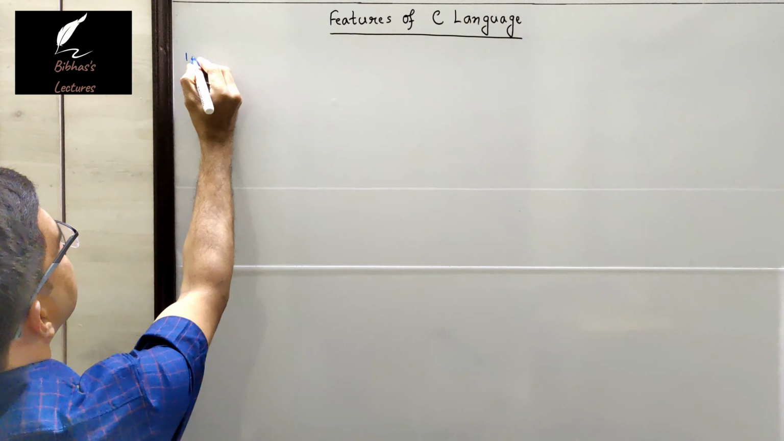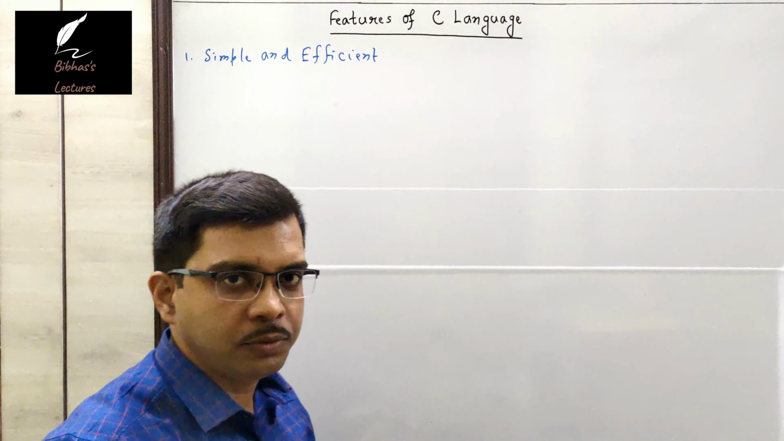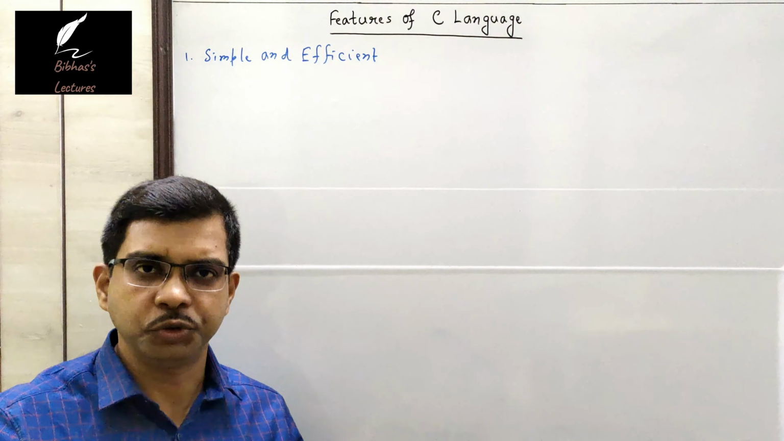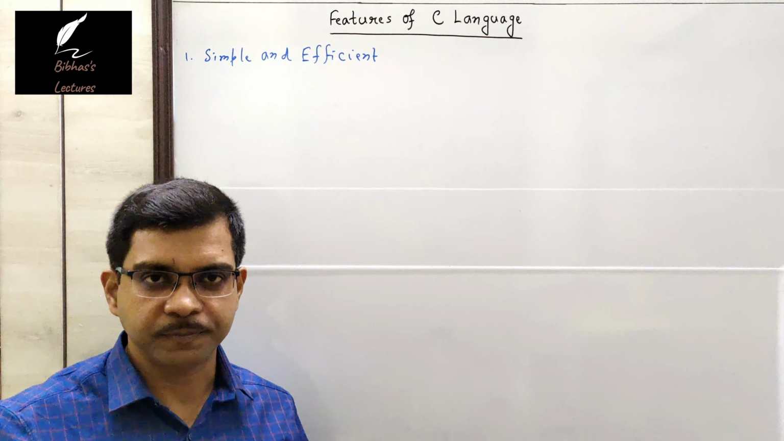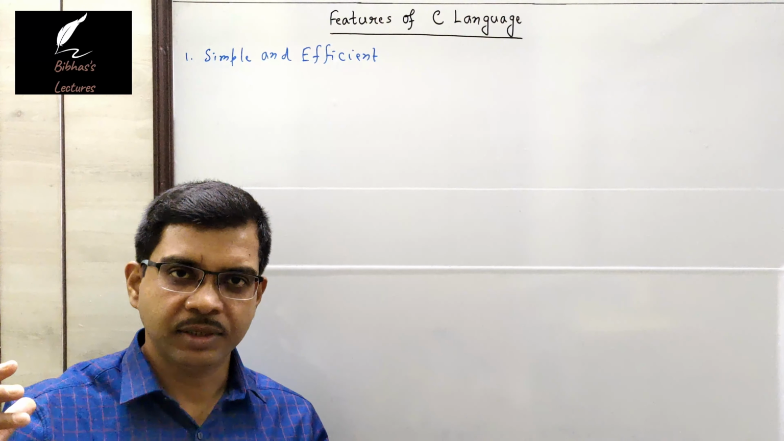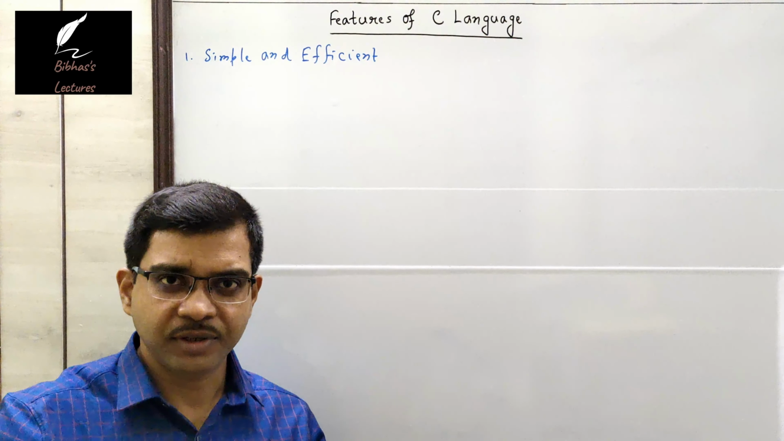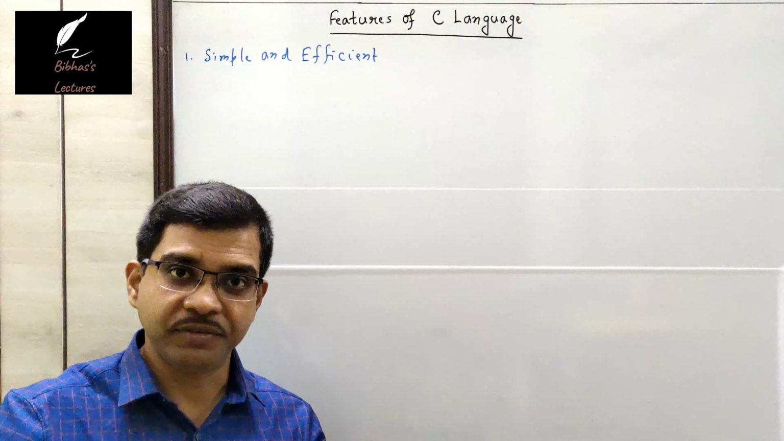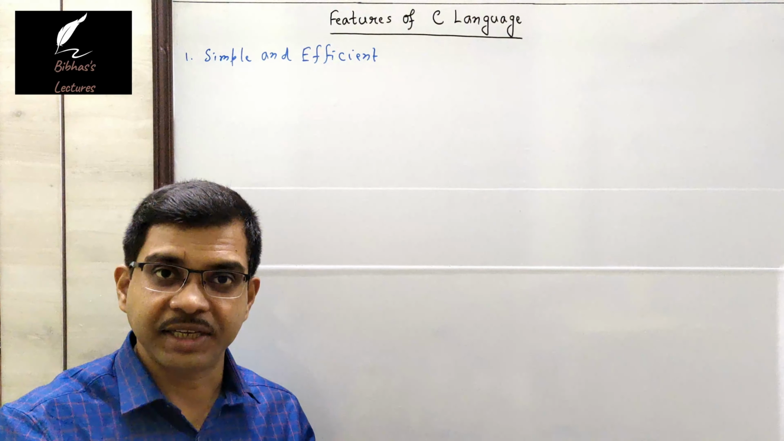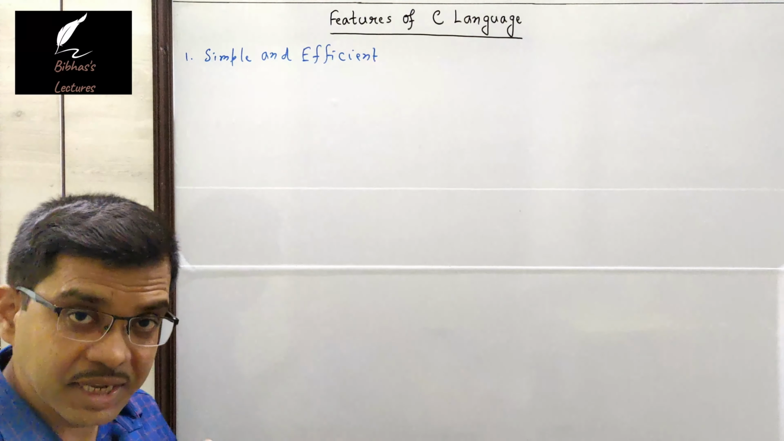Point number 1, the C language is simple and efficient. In C language only 32 different keywords are used, which is comparatively very low in number with respect to other programming languages, and the syntax of C is very simple, so that users can easily handle it, and with the help of the syntax they can easily write a very simple program. So it is a very simple and efficient language.